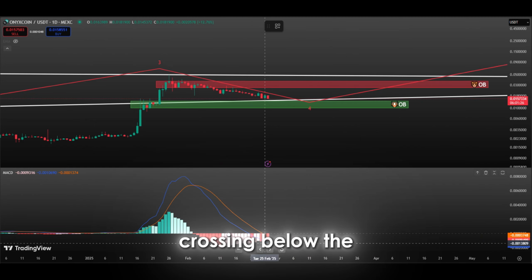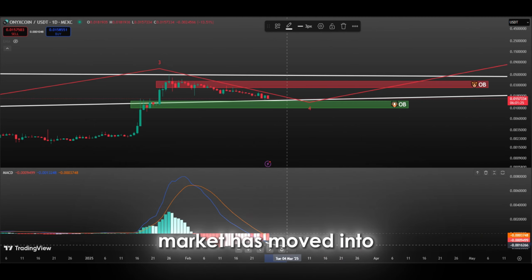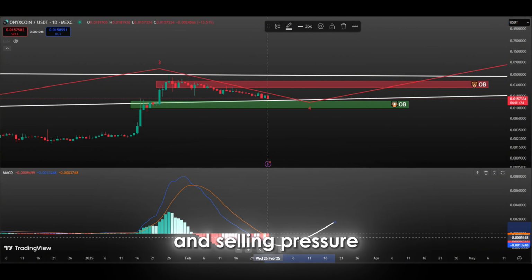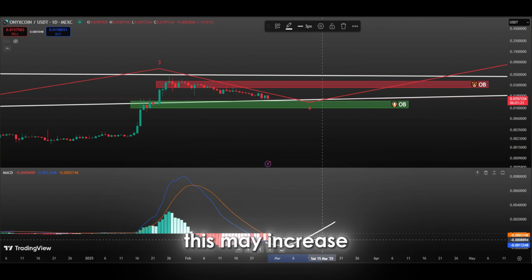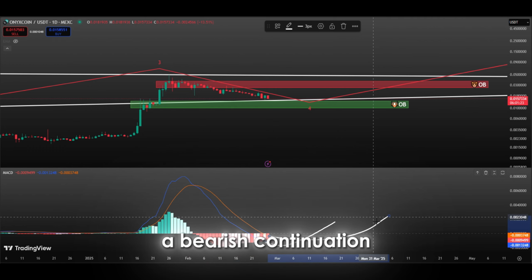A MACD crossing below the zero line indicates that the market has moved into the bearish zone, and selling pressure is increasing during this period. This may increase the probability of a bearish continuation.